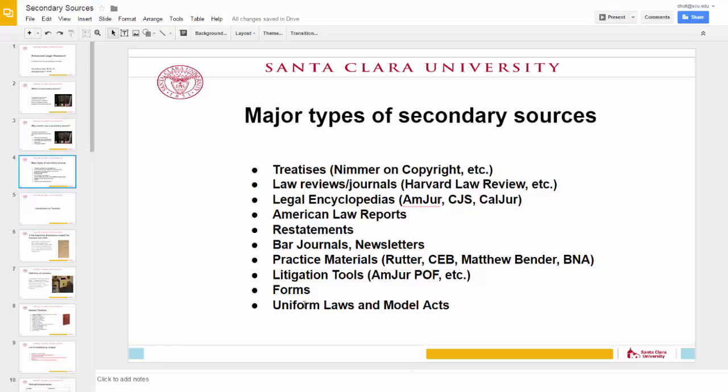The distinction between a uniform law and a model act: uniform laws are created to be adopted in whole cloth by state legislatures in areas of the law where uniformity would be desirable. And so if we can think of some examples of uniform laws that we've already encountered in law school, the big one, of course, would be the UCC, the Uniform Commercial Code.